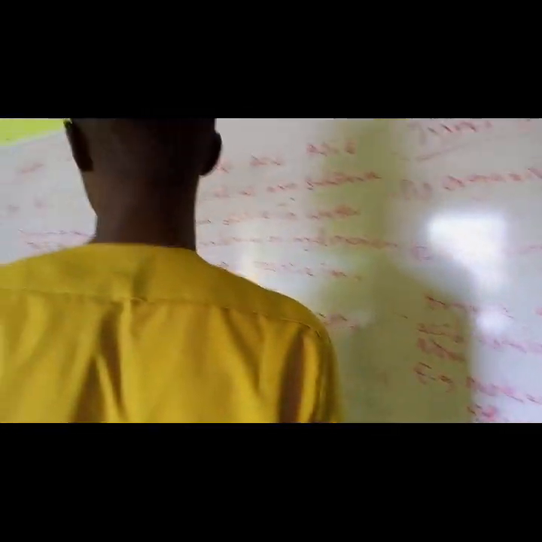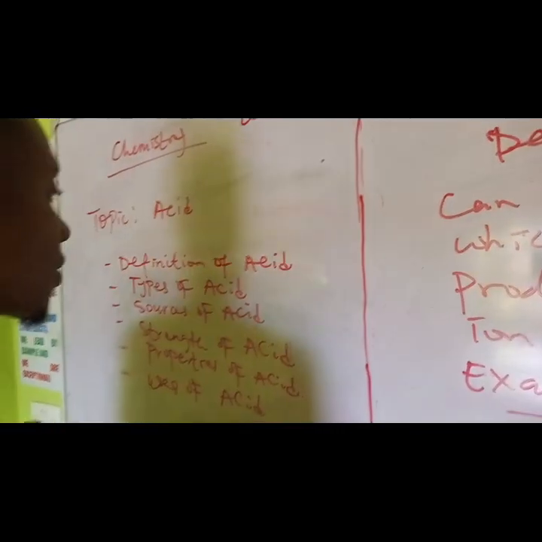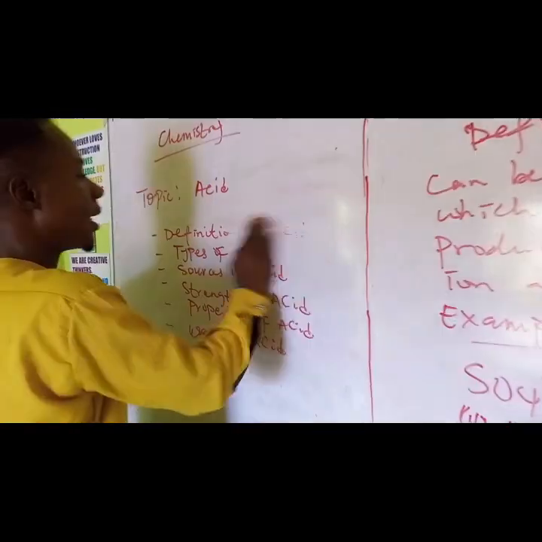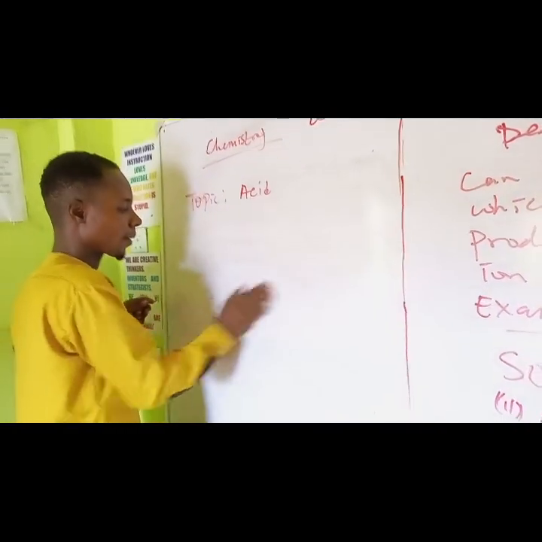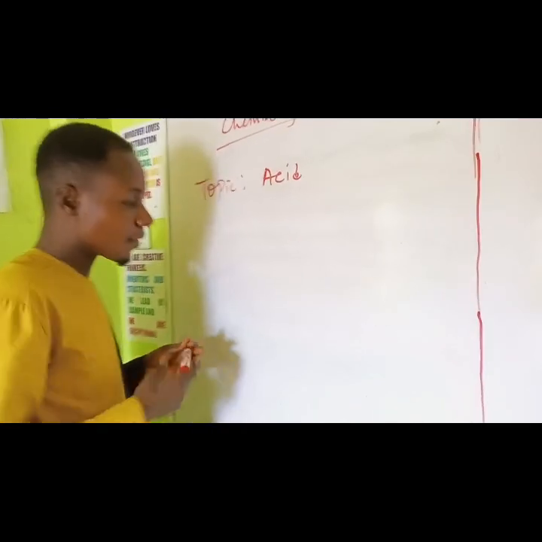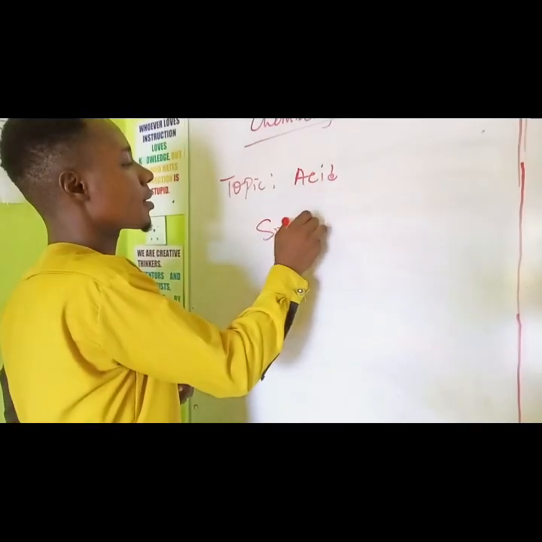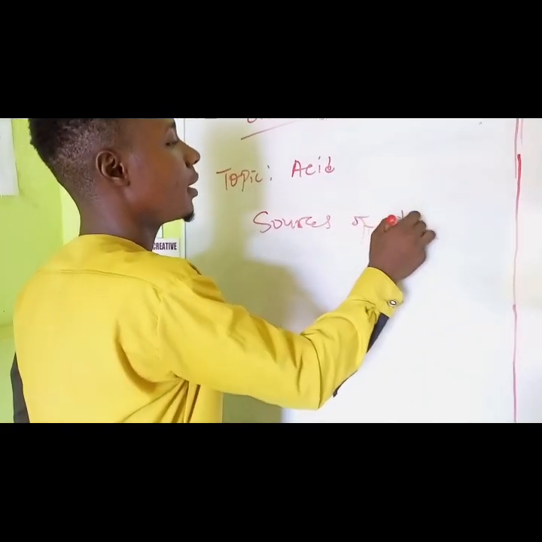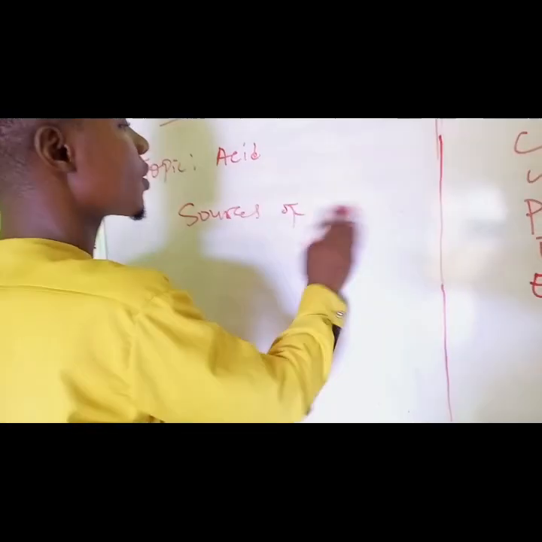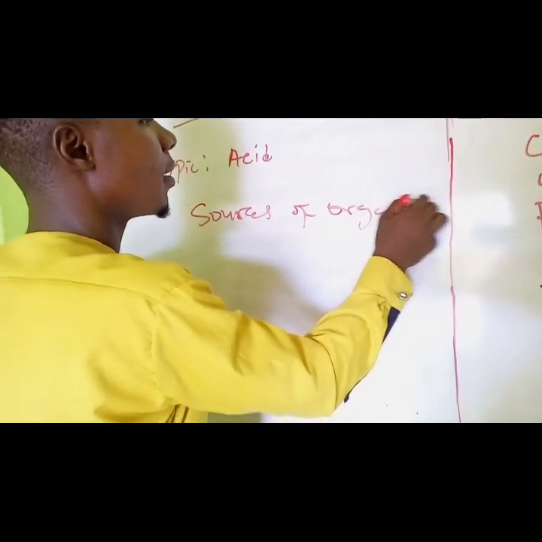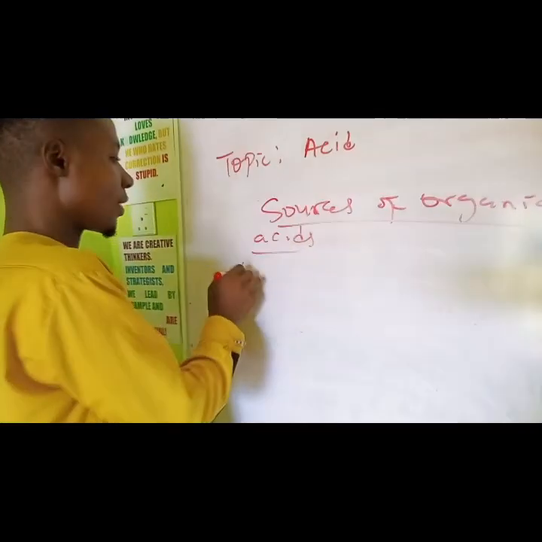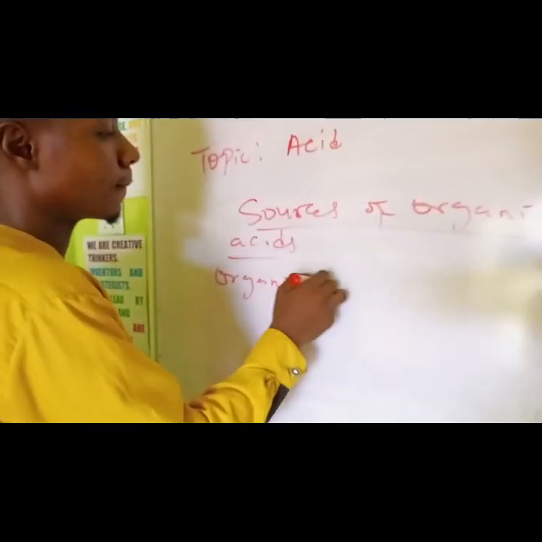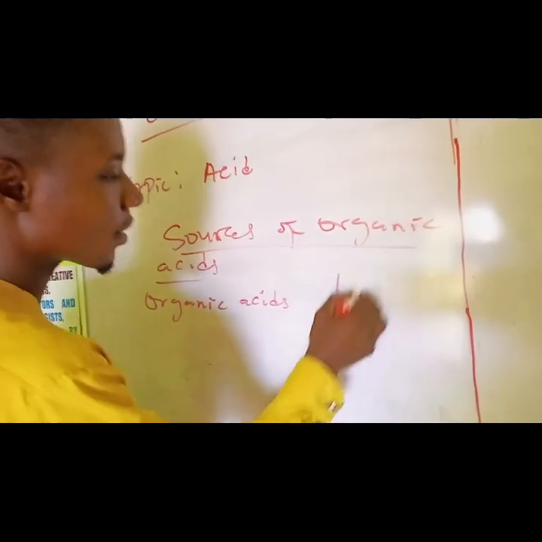Okay, let's look at sources of acids. All these acids we have mentioned. Before we proceed to the sources of inorganic acids, let's look at sources of organic acids. So we have organic acid here. Then we have the sources.